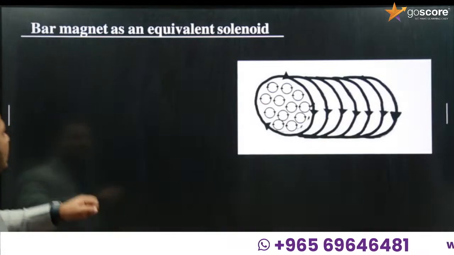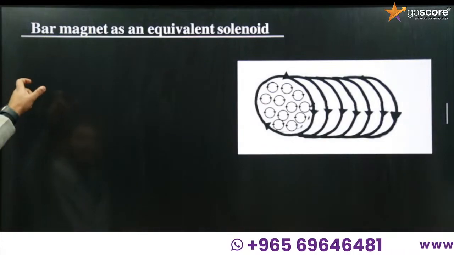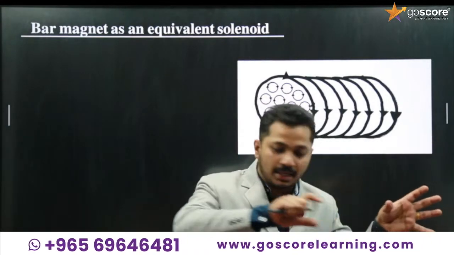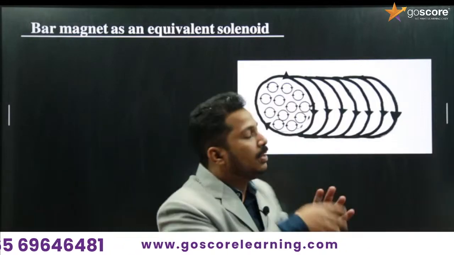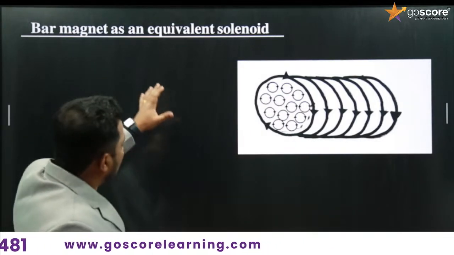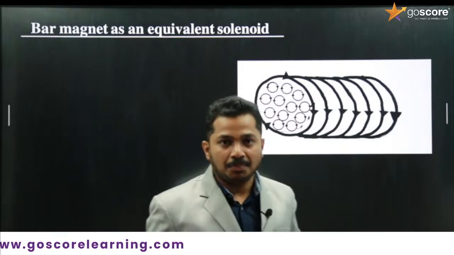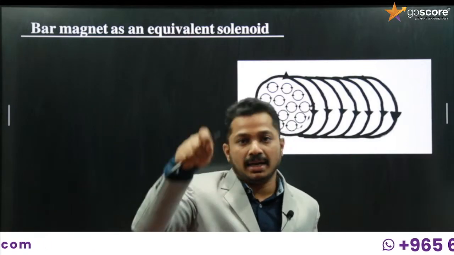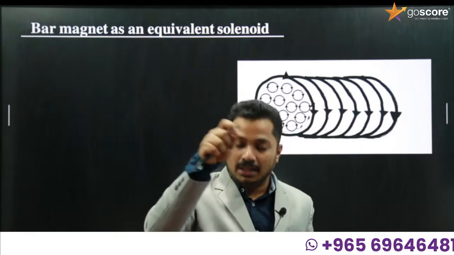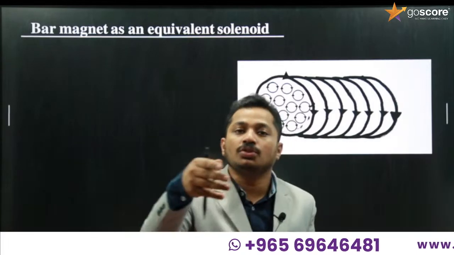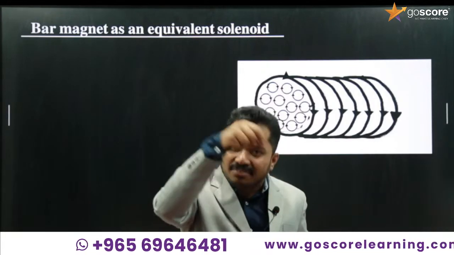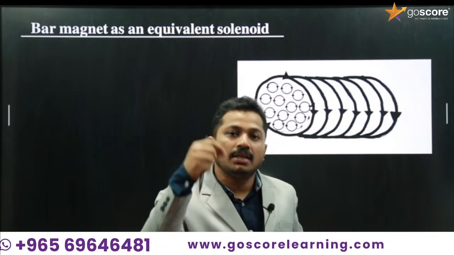The important thing is a bar magnet as an equivalent solenoid. We have seen that the magnetic field lines of a bar magnet and a solenoid have huge resemblance. Similarly, how can a bar magnet be considered as an equivalent solenoid? I told you in the previous classes that only current can give magnetism. If there is a magnetic field, definitely a current will be associated with that. Could you get that point?